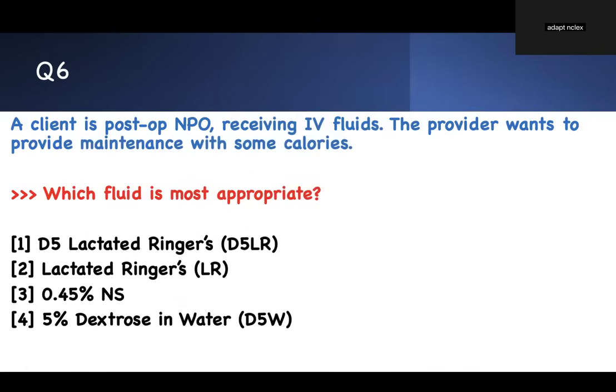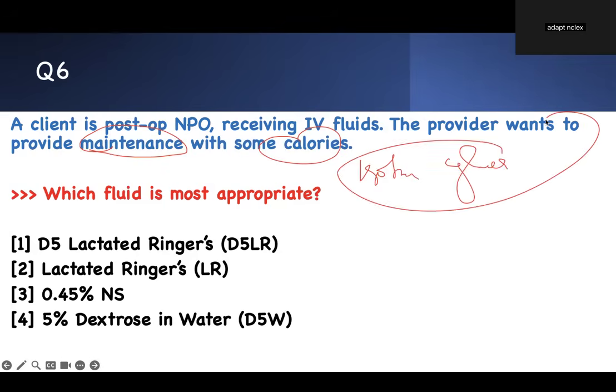A client is post-op NPO receiving IV fluid. The provider wants to provide maintenance with some calorie. There's a buzzword there. Underline the buzzword. What is the buzzword? I want you to take a look at it. Maintenance fluid and calorie. That means I have to give you isotonic fluid and glucose. That's all. I broke down the question for you.